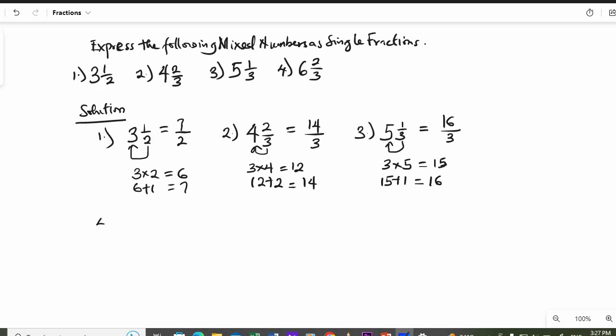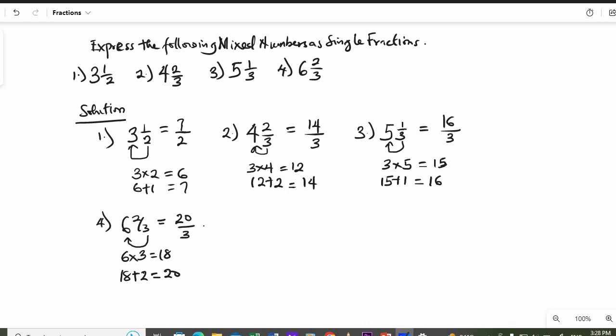Okay, and then the fourth example, 6 whole number 2/3. What we do is we say 6 times 3 equals 18. And then we say 18 plus 2, which gives us 20. So we say 6 whole number 2/3 equals 20/3. Okay, so that's pretty easy, right?